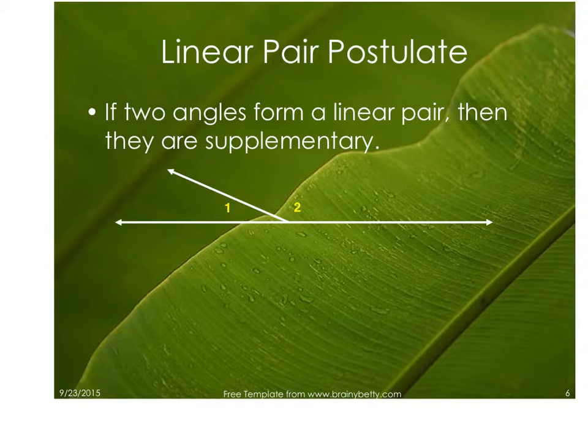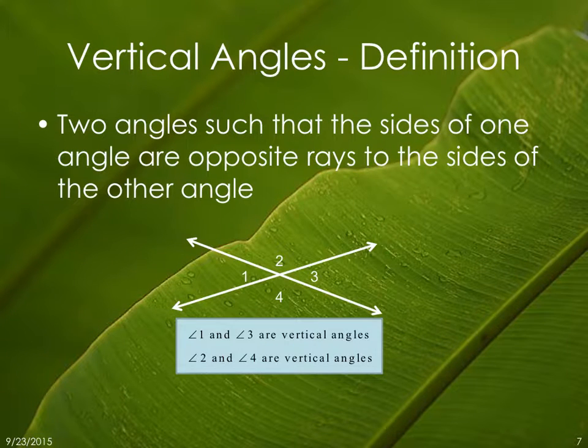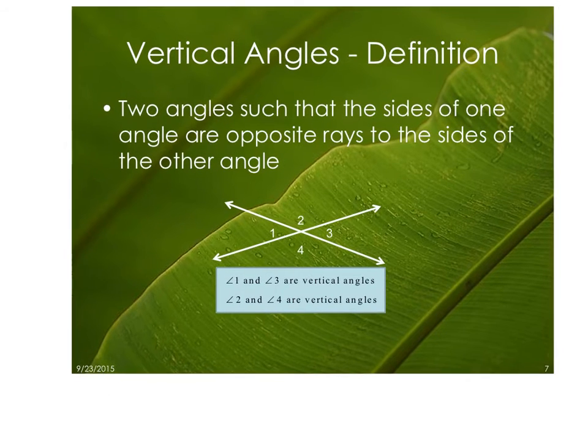It says that if two angles form a linear pair, then they are supplements, supplementary. Okay. Next we have a definition. And again, we're not going to prove the definition. We just have to memorize it: two angles such that the sides of one angle are opposite rays to the sides of the other angle. So it's basically telling us how to create vertical angles. We're not seeing that they're congruent yet. That's going to be in the theorem. Right now we're just identifying what a vertical angle looks like, and we're defining it.